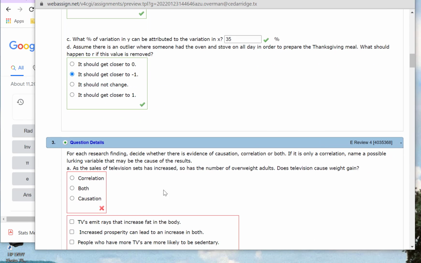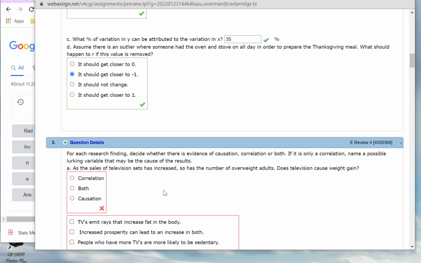For each research finding, decide whether there's evidence of causation, correlation, or both. If it is only correlation, name a possible lurking variable that may be the cause of the results. As the sales of television sets has increased, so has the number of overweight adults. Does television cause weight gain?